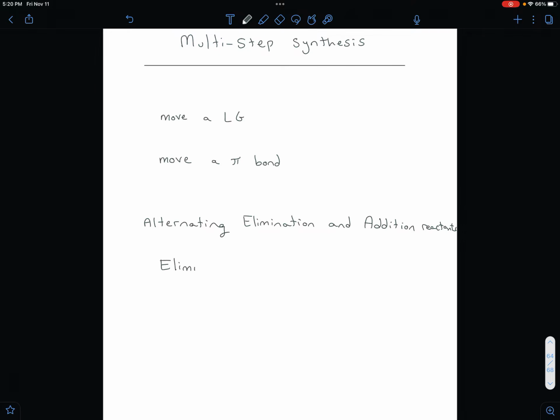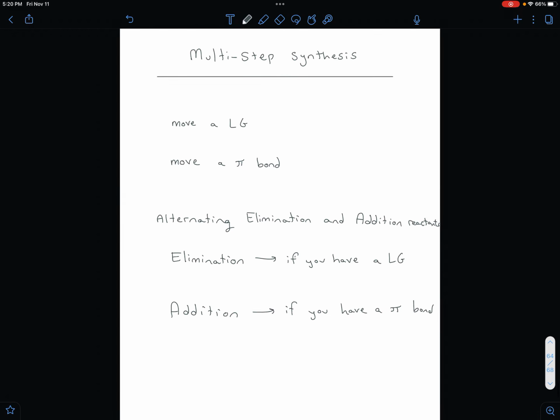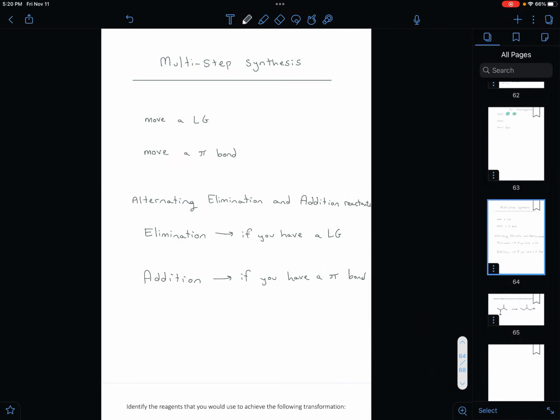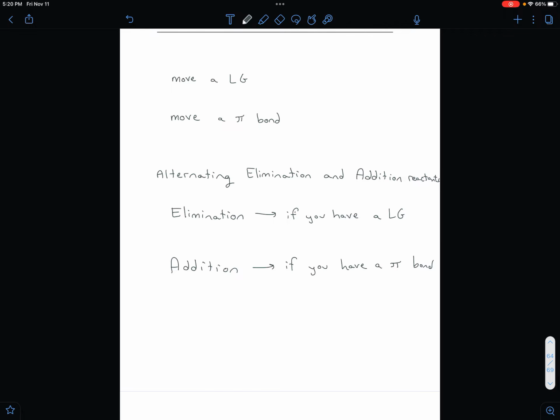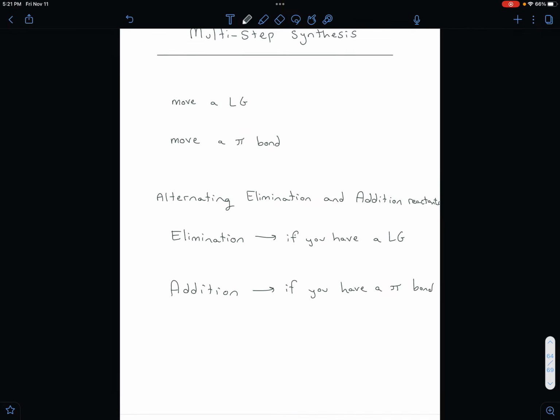How do you know when to do elimination? You'll do elimination if you have a leaving group. You can't do addition with just a leaving group. You have to do elimination. How do you know if you'll do addition? You'll do addition if you have a pi bond. And notice, by doing elimination, you create a pi bond. And by doing addition, you can add a leaving group. So these are the two techniques we're going to use, and they're going to alternate. So first we'll do elimination, then we'll do addition, then elimination, then addition, until we arrive at our product.